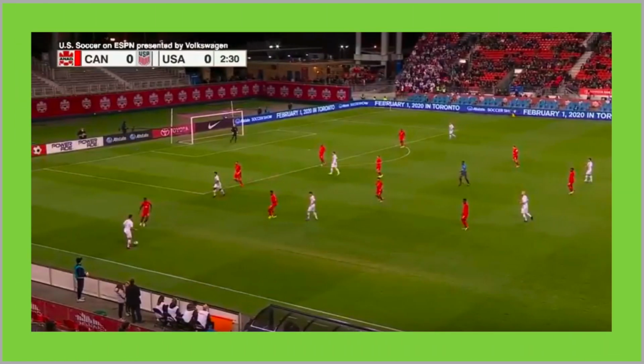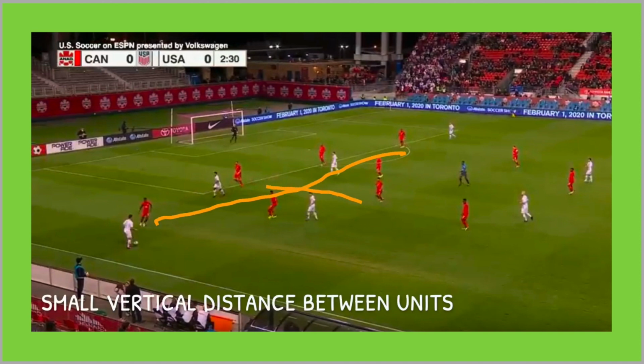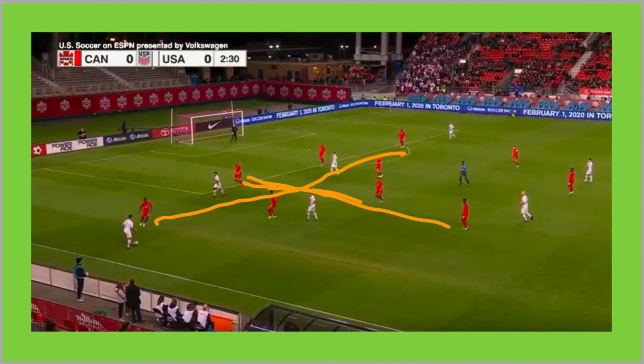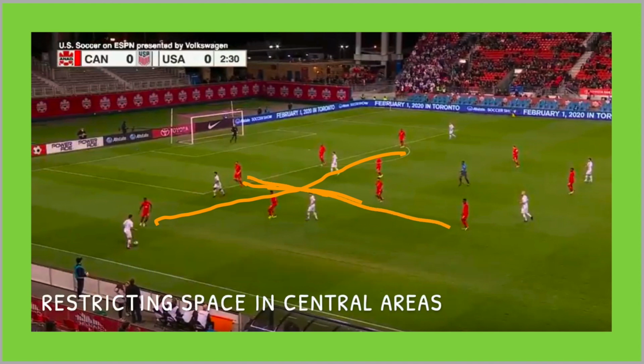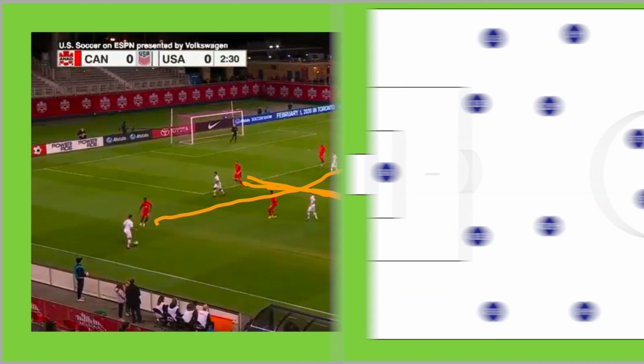So let's take a look at another example. In this example, we've got Canada playing the USA. We can see Canada are using a deep block because they're displaying similar traits that Juventus displayed in the previous example. Their defensive unit is very deep. There is a short distance between units, and there's a short distance between all 3 units. This is again restricting the amount of space centrally available for the USA. So let's head back to the tactic board and explore a deep block a little bit more.